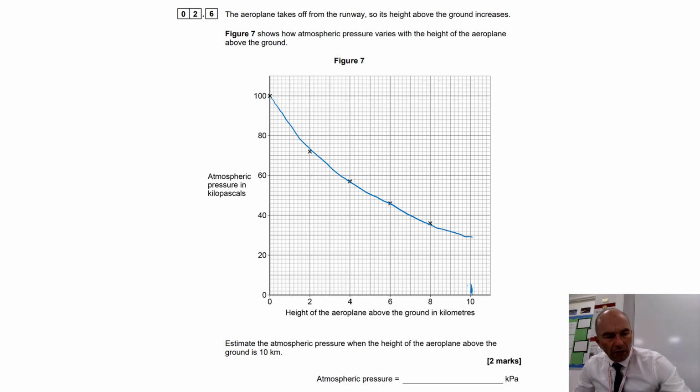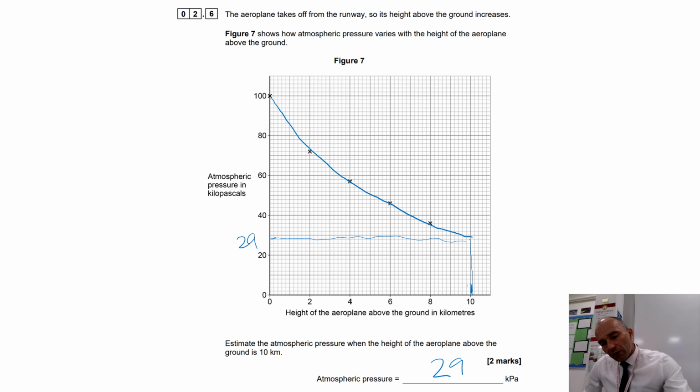Now, if we extend the line upwards until we hit the line, and then draw across to the y-axis, I reckon from the way I've drawn that line, we're looking at 29 kilopascals. So I would just fill in 29, and what the examiner would do is read your value off the graph. There's a bit of tolerance there, so if you got anywhere between 26 and 32 kilopascals, you would get the mark for reading off the graph.